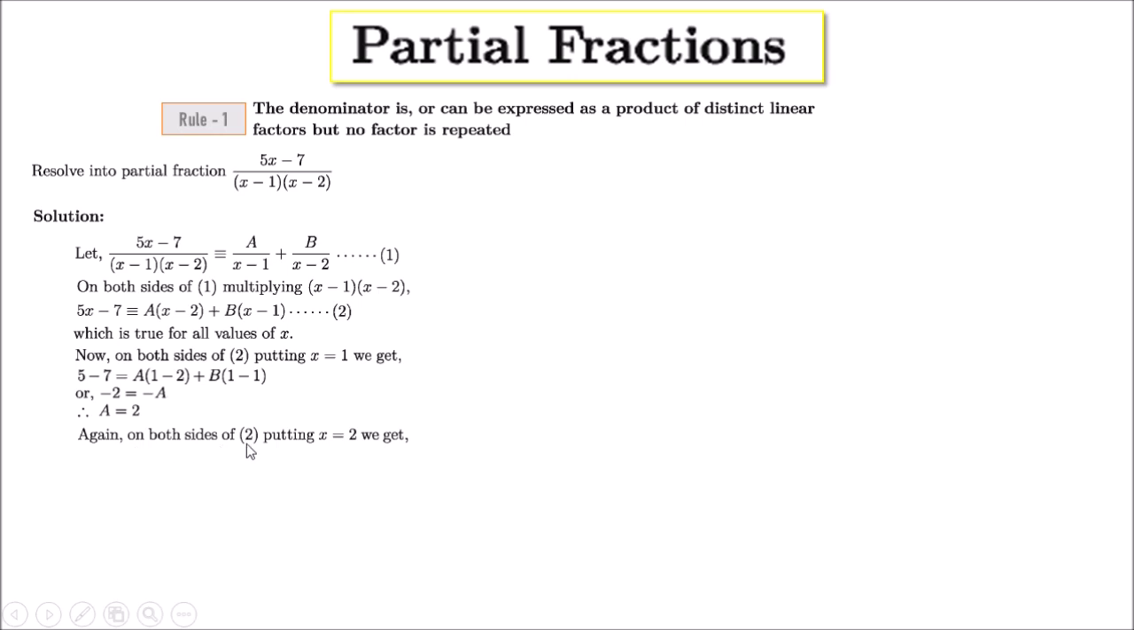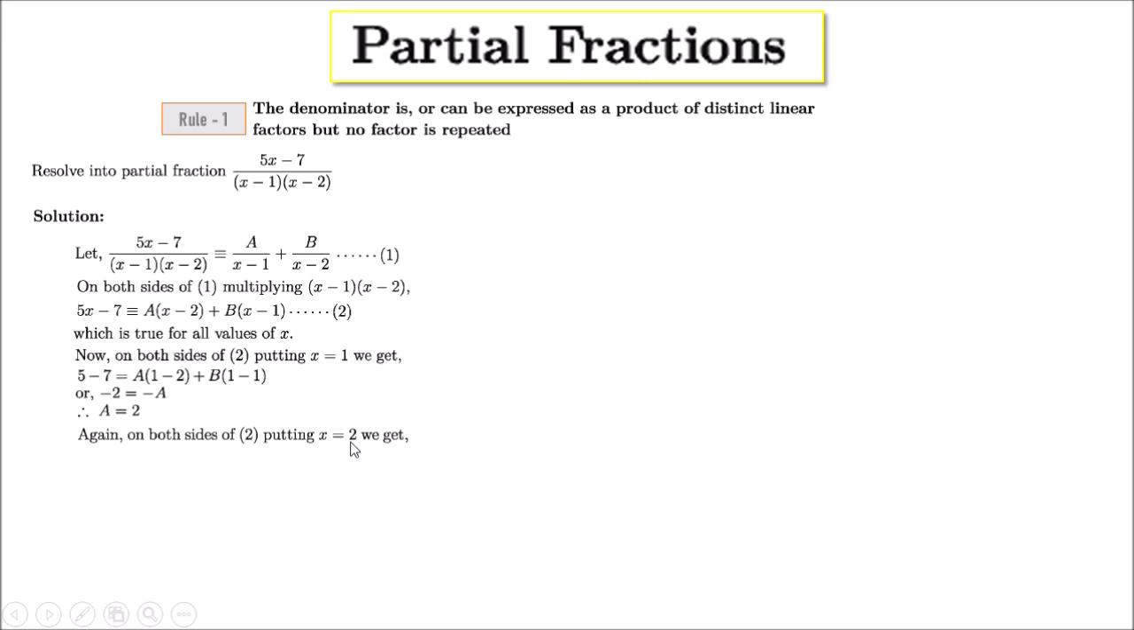Again, on both sides we are putting x equal to 2. Look at here, x minus 2 is a factor. So, if you put the value 2 here, 2 minus 2 equals 0. From that, you write x equal to 2. If there is any other factor, like x minus 3, then you will write x equal to 3. If it is x plus 2, then you will write x equal to minus 2. If it is x minus 10, then you will write x equal to 10. If it is x minus a, then you will write x equal to a.